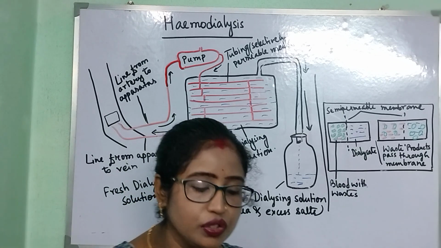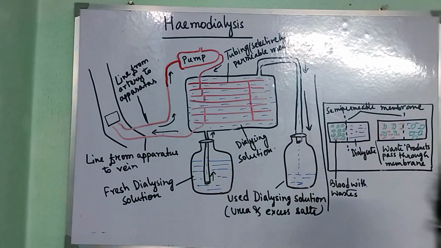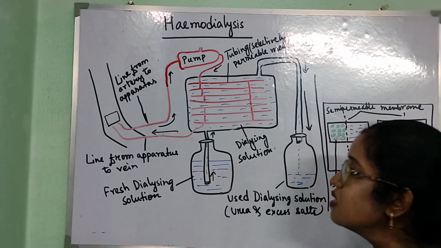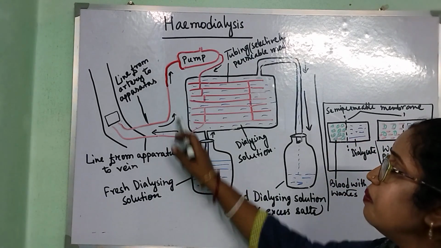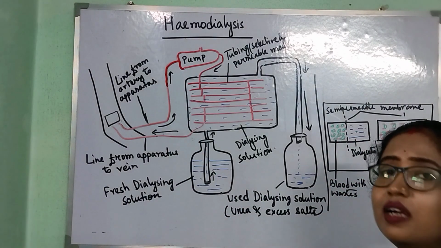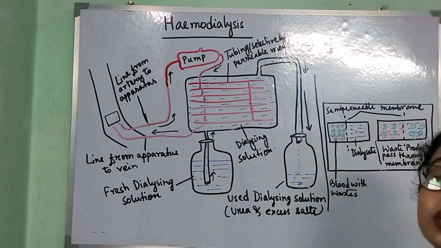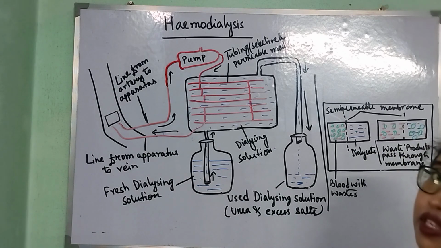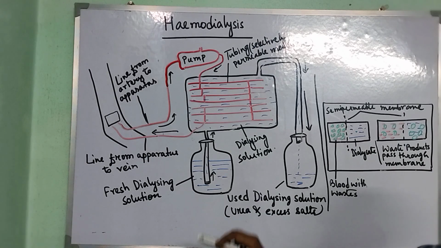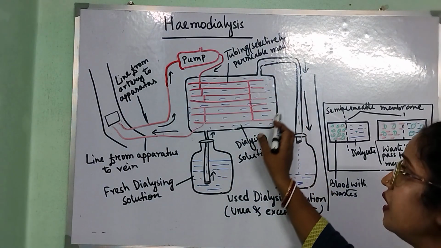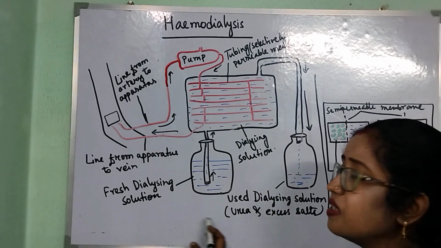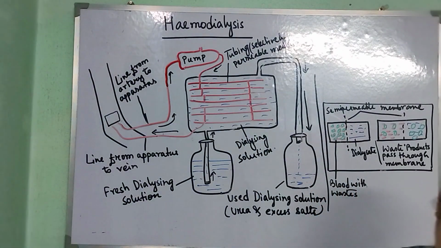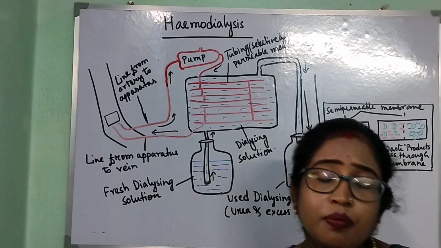First, the blood is collected. The blood that is collected from the artery is cooled to 0° centigrade, and it is mixed with the anticoagulant, that is heparin, and this blood is passed through this artificial kidney, or this dialysing apparatus.